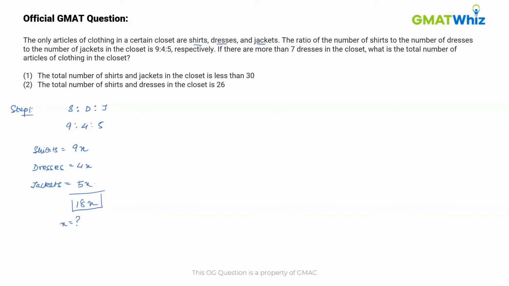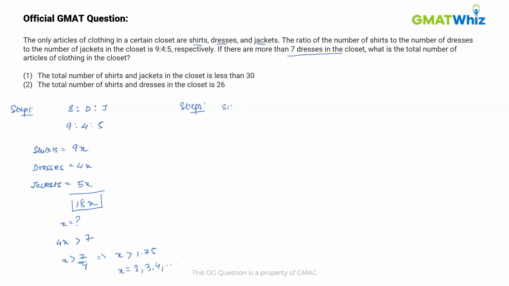Now, another piece of information that we are given is that there are more than 7 dresses in the closet. In terms of x, the number of dresses is 4x. This value has to be greater than 7. So, x will be greater than 7 by 4, which implies that x is greater than 1.75. Now, the value of x cannot be a decimal or a fraction. Hence, x can take the values 2, 3, 4 and so on.